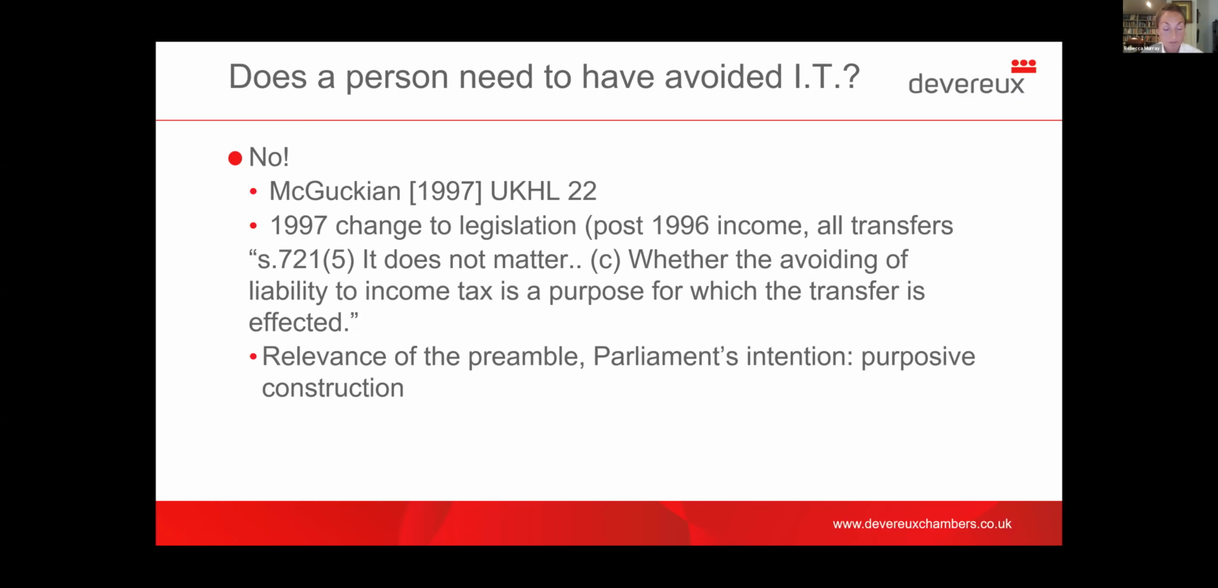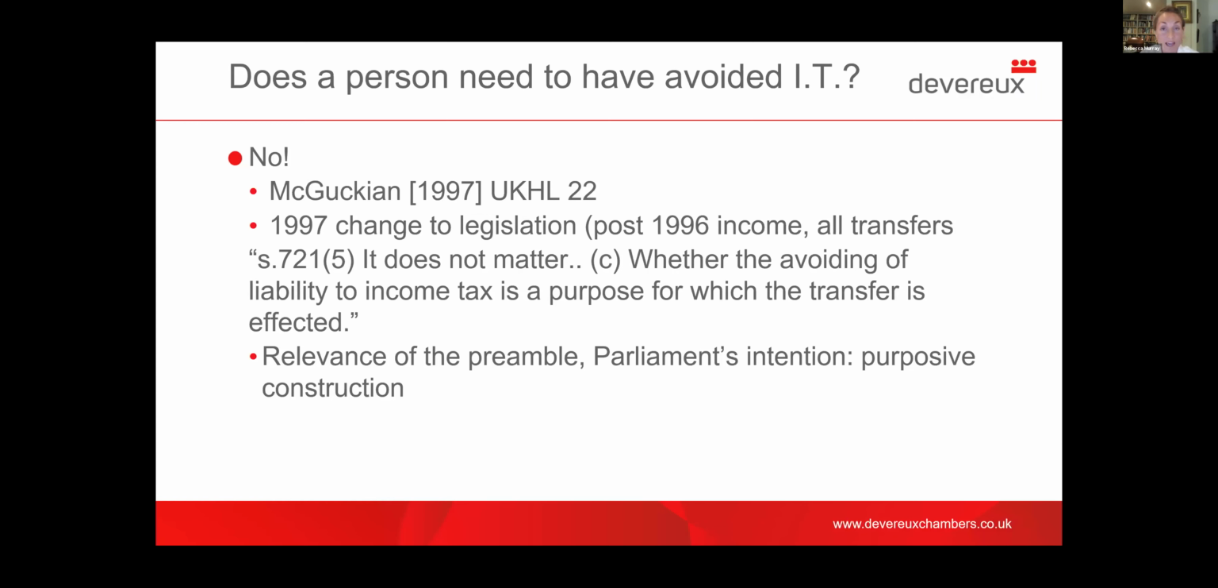So firstly, does a person have to have avoided income tax in order for the rules to bite? Now, the TAR rules can apply regardless of whether a person intended to or in fact did avoid income tax. So in McGuckian, the taxpayer intended to avoid income tax, but was caught by another anti-avoidance provision which was overlooked. And the taxpayer argued that the TAR provisions did not apply because income tax had not in fact been avoided, but the House of Lords rejected that argument.